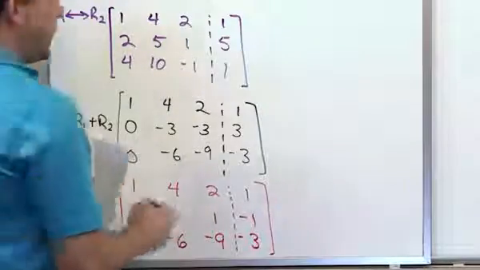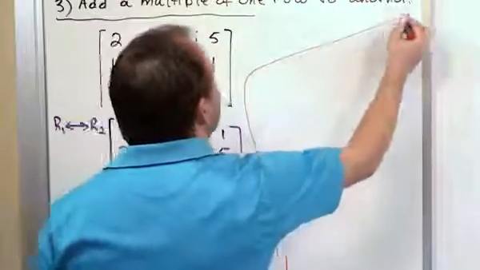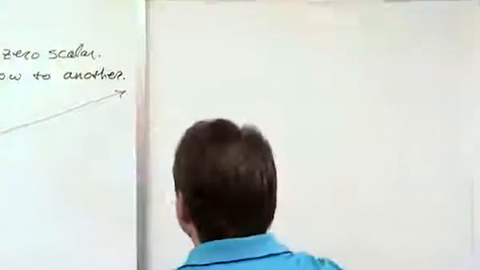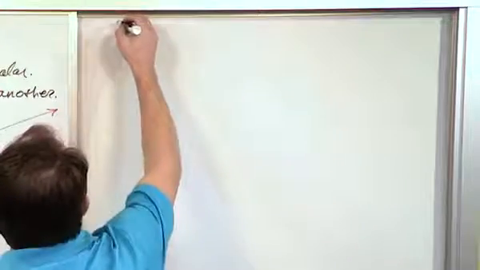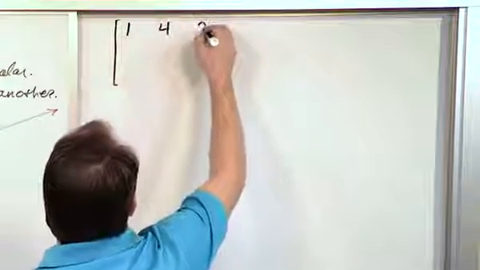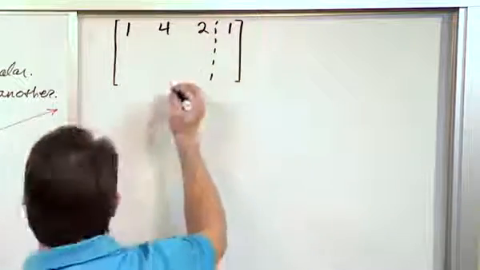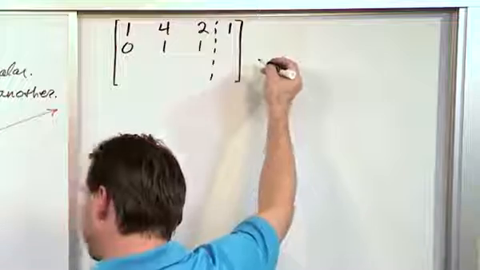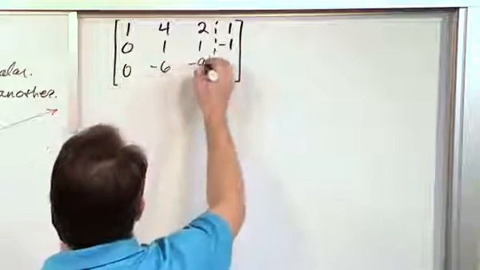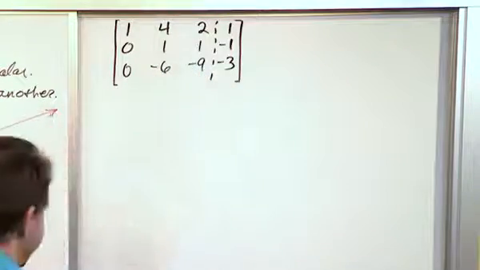All right? And now what I'd like to do is move myself up and bring this all the way over to the other board. So for clarity, I'm going to rewrite exactly my last matrix, the last known matrix that I had. I had 1, 4, 2 with a 1 here. And then I had 0, 1, 1. And on the right-hand side, I had negative 1. And then I had 0, negative 6, negative 9, and then negative 3. So this is exactly the last step that I had.